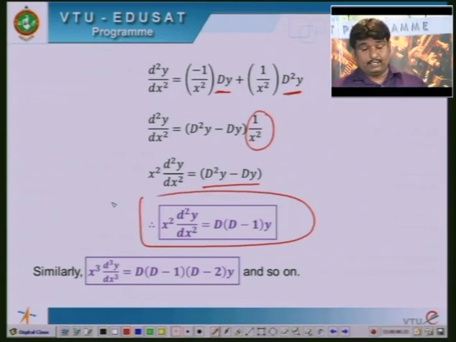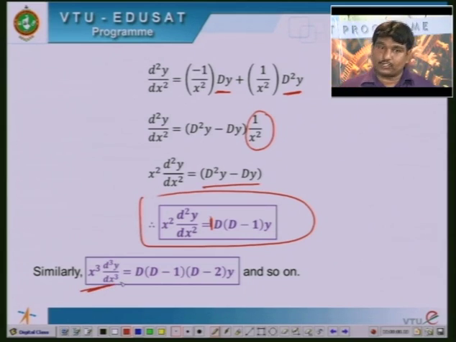What is it? This is a term with variable coefficients. Now you have the corresponding transformed term whose coefficient is 1, which is a constant. Similarly, third order term x cube into d cube y by dx cube can be written as d into d minus 1 into d minus 2 into y, and so on. So, using this substitution, you can convert the given differential equation, which is of variable coefficient, to equation involving constant coefficients.